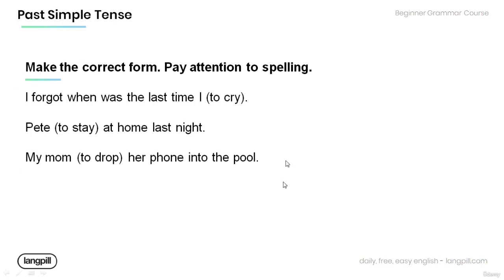Now read the following sentences and make the correct form. Make sure to pay attention to spelling. I forgot when was the last time to cry. I forgot when was the last time I cried.